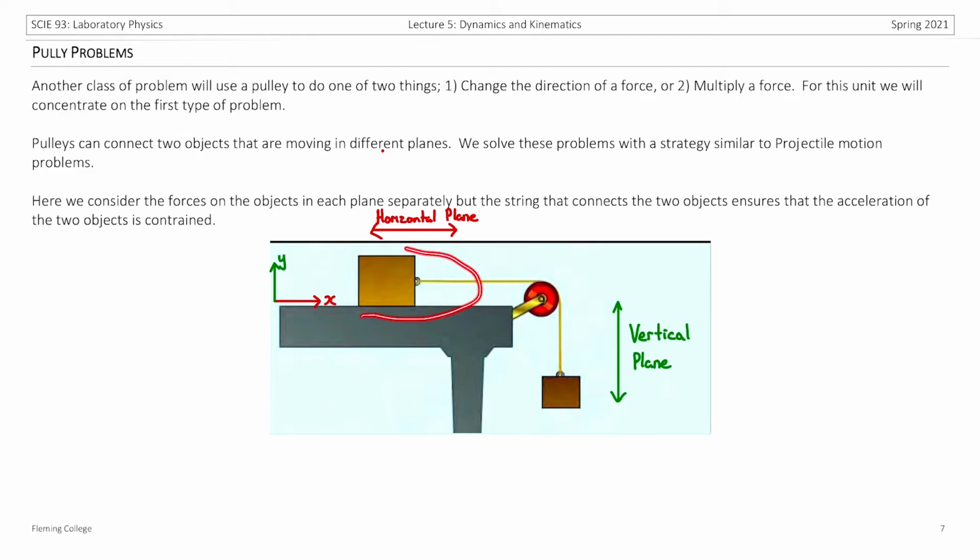The block on the table will accelerate in the positive x direction, while the block hanging on the string will accelerate in the negative y direction. So the constraint that we have is that the acceleration in x will be equal but opposite to the acceleration in y. And that negative sign will be very helpful in many of our problems.